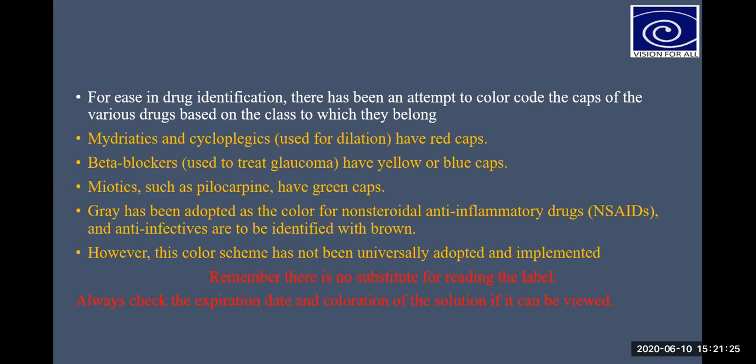For example, in drug identification, there has been an attempt to color the cap of the various drugs based on the class to which they belong. As I discussed in another slide, if you remember, mydriatics and cycloplegics, which are used for dilatation, have a red cap. Similarly, beta blockers, which are used to treat glaucoma, have a yellow or blue cap. And miotics such as pilocarpine have a green cap.